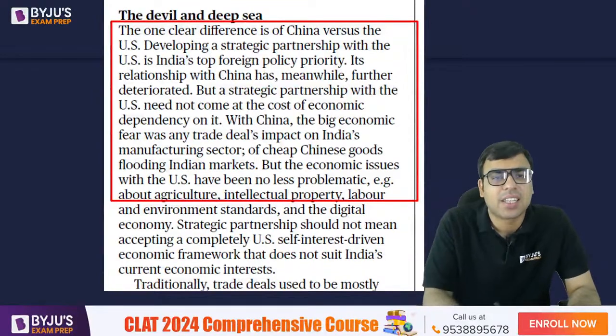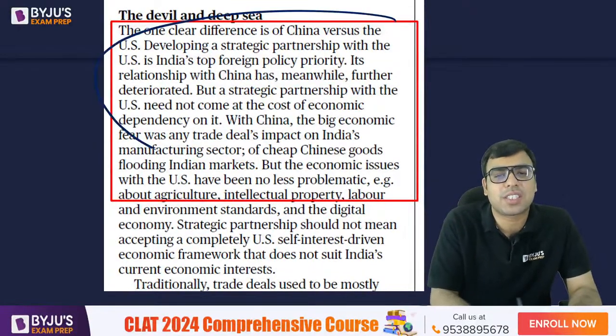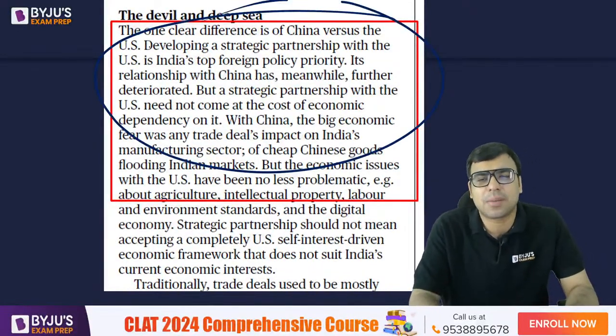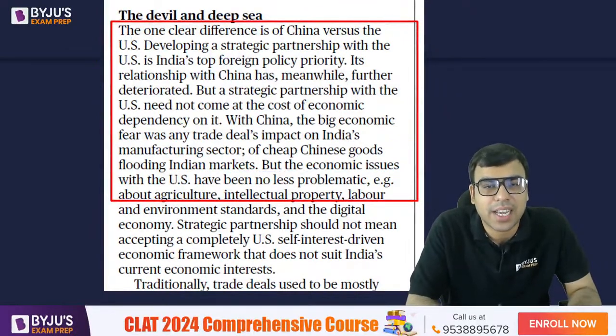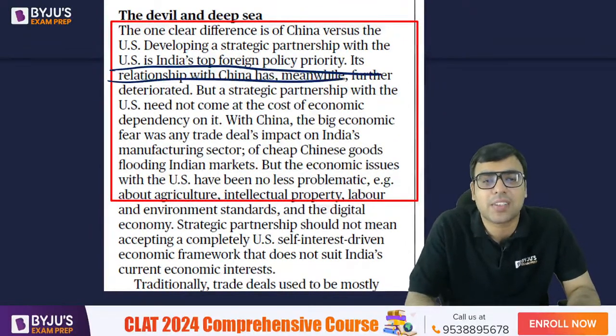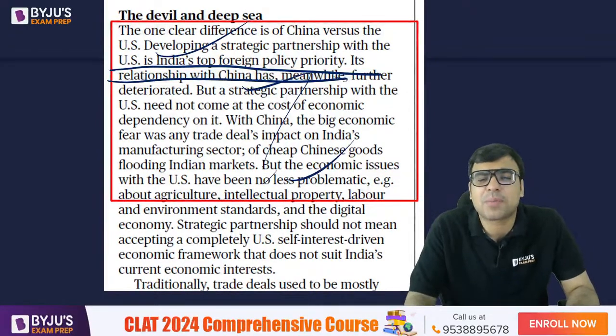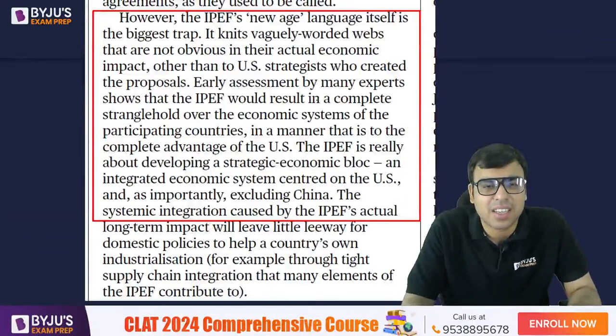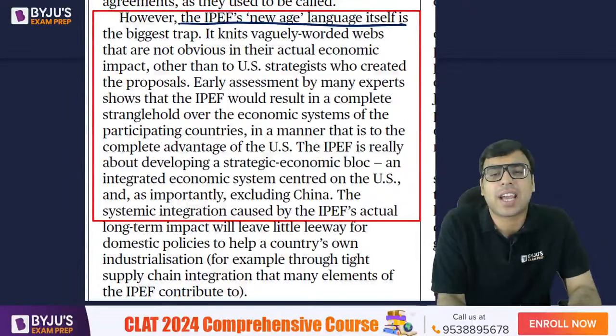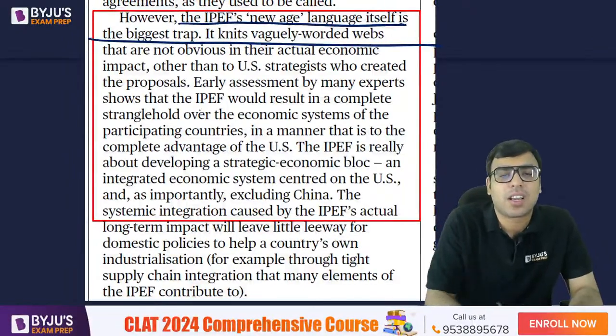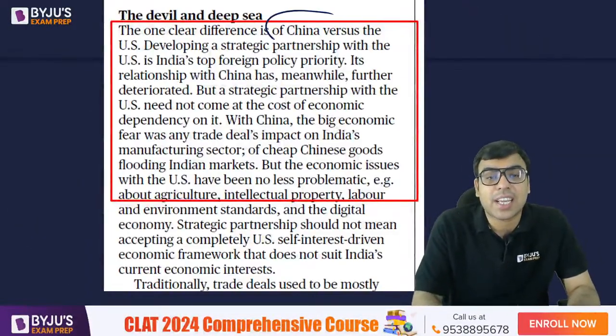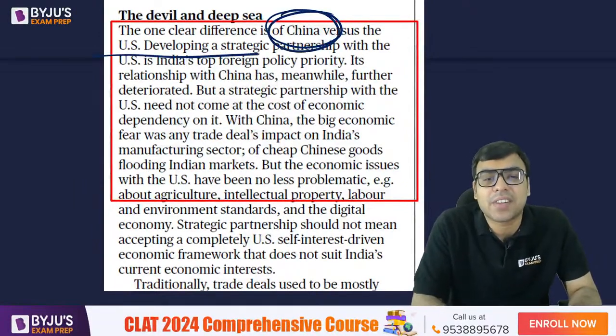Just have an idea of the one clear difference of China versus US and all. इसमें और भी बहुत सारी चीजें बात कर रहे हैं, that India is the top foreign policy priority for US and all. इसको पढ़ लेना, अब इसमें इतना डिटेल नहीं जानना है. ठीक है? However, IPEF's new age language itself is the biggest trap and all. तो देखो मेन चीज जो है ना, जो चाइना की बात करें, the one clear difference is China versus US.